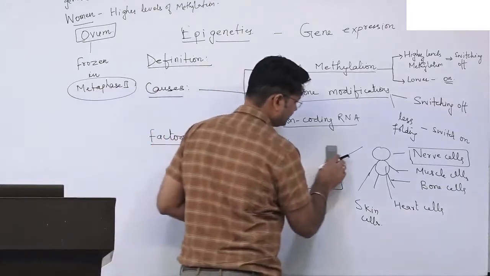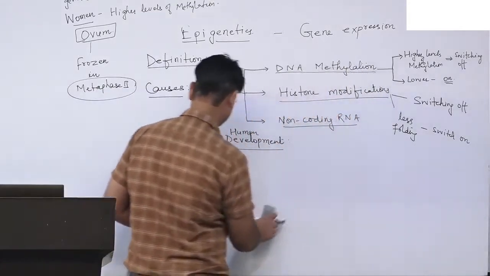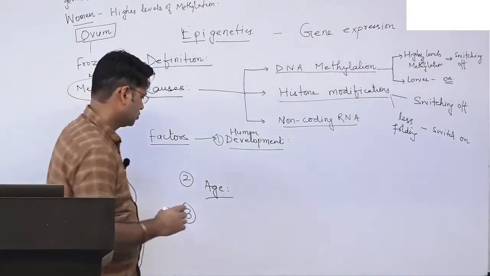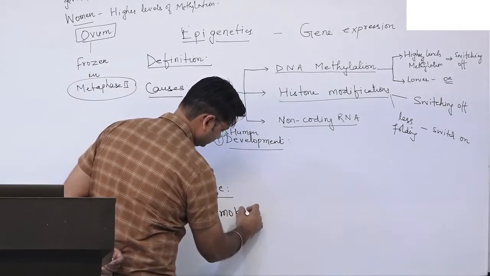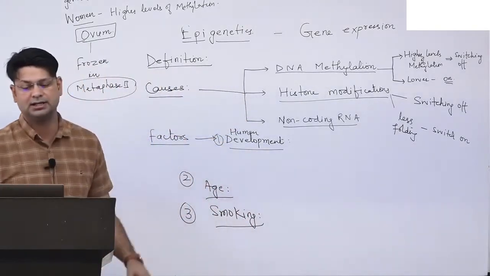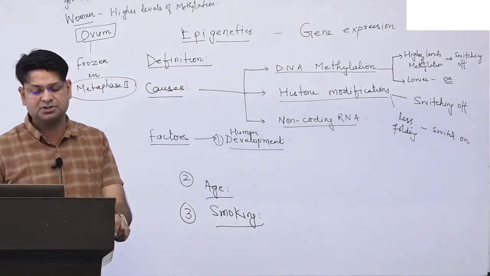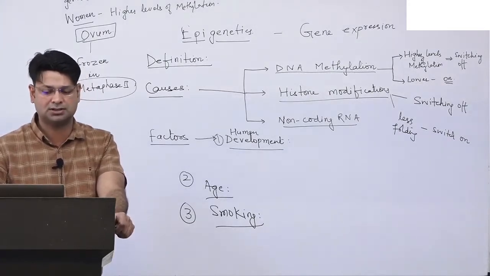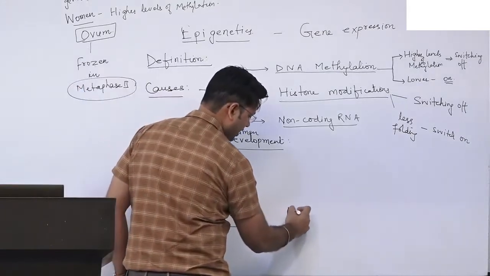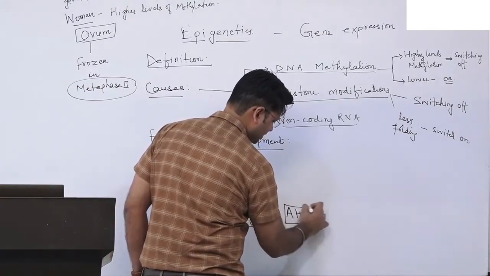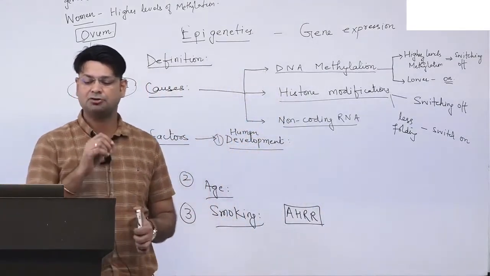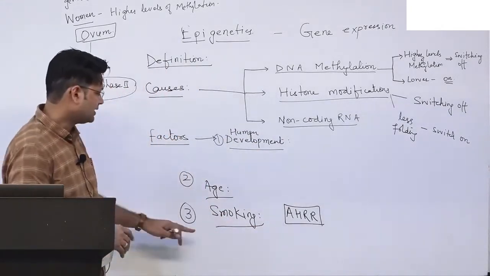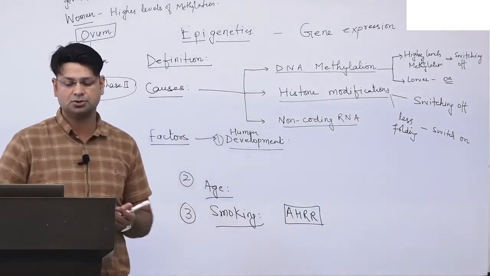Okay. Then the third factor is your behavior, whether you are a smoker or non-smoker, right? So smoking can also result in epigenetic changes. Certain parts of a gene have lower levels of methylation among smokers. For example, in the AHRR gene, certain parts of this gene have less methylation in smokers than in non-smokers. So you can say smoking can alter the expression of the gene. So this is another factor.